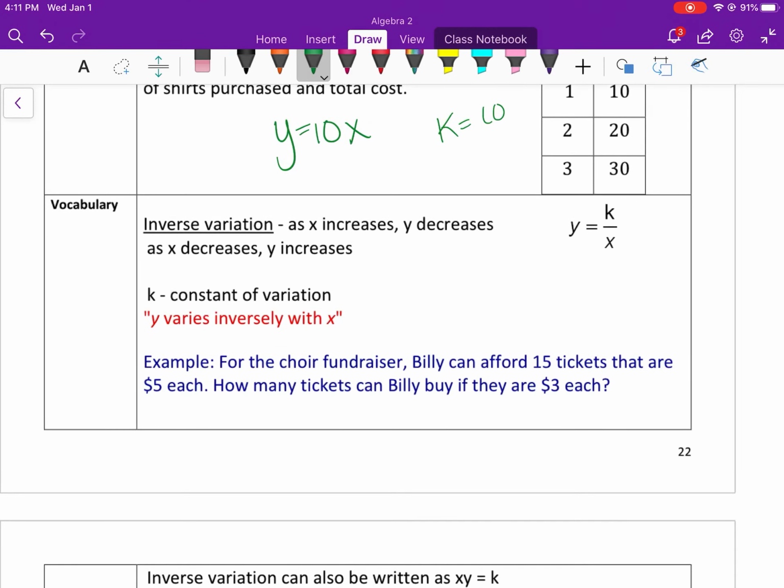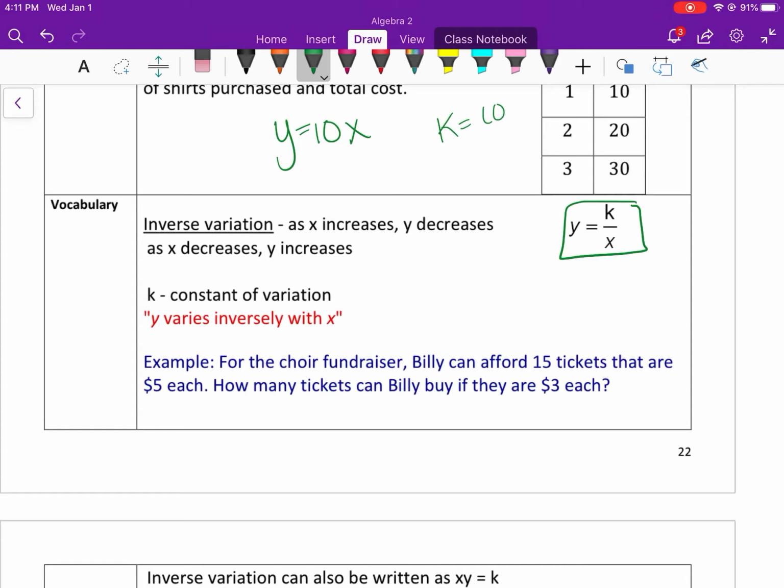Inverse variation is the reverse of that. So as x increases, y is decreasing. Or as x decreases, y is increasing. K is still considered the constant of variation, and it reads as y varies inversely with x. Here's the equation. So it's with division instead of multiplication. So it'd be y equals k divided by x.